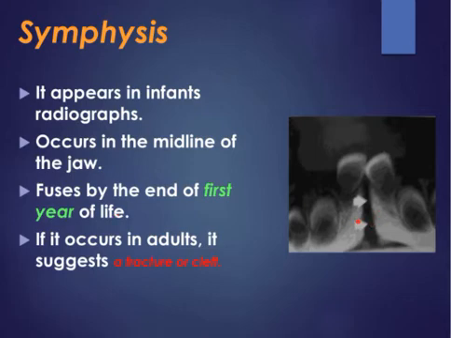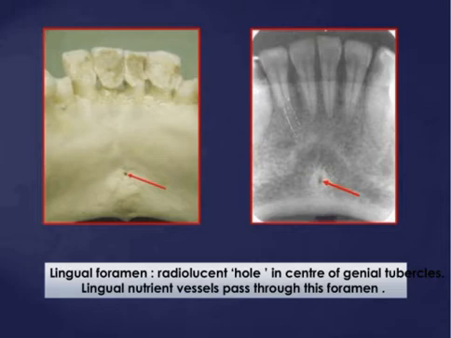If you see a radiolucency in the symphysis area in a person more than 2 years of age, then either it can be a fracture if there is a history of fall, or it can be a cleft of the mandible if the patient does not have any history of fall. So the symphysis is significant to be differentiated from a fracture line or a cleft. The age is very important. By the time the patient is 2 years of age, you should not be seeing the radiolucency in the symphysis region.